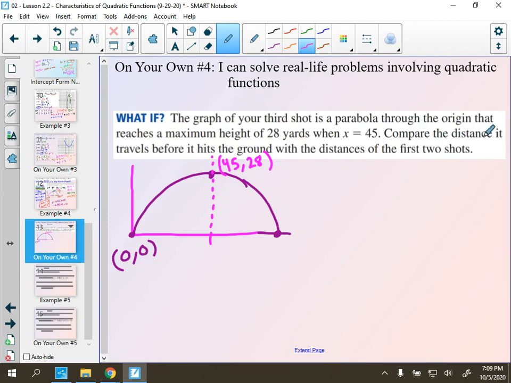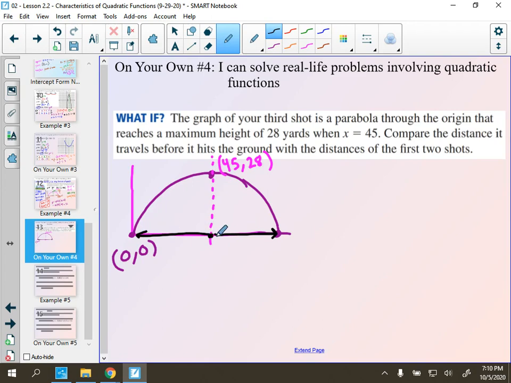Compare the distance it travels before it hits the ground. Wait a minute here. Hold on. We don't know this over here. Oh, man. Or do we? Sure we do. It's not that bad, because if this axis of symmetry is always right in the middle of those x-intercepts, and that was one of those features of an intercept graph, that the axis of symmetry is always kind of count right towards the middle. Remember, we counted a few times towards the middle.